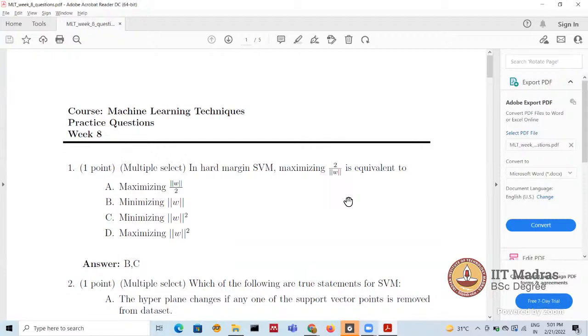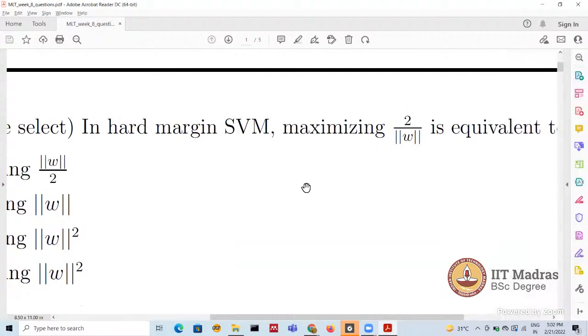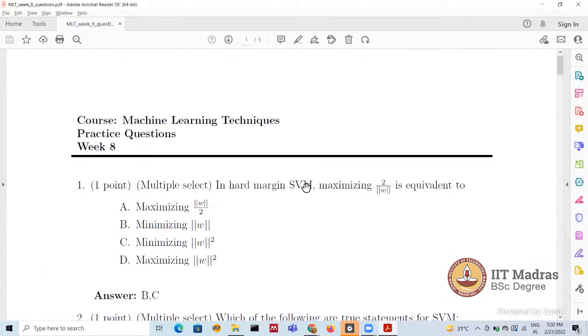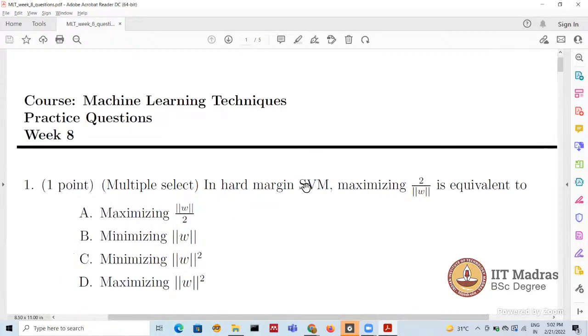Okay, so the first question is: in hard margin SVMs, maximizing 2 upon norm of W is equivalent to which of the following? The answers are also there. Let me expand this. I'm not able to hide the answers. So what is the answer to this? It is equivalent to which of the following?